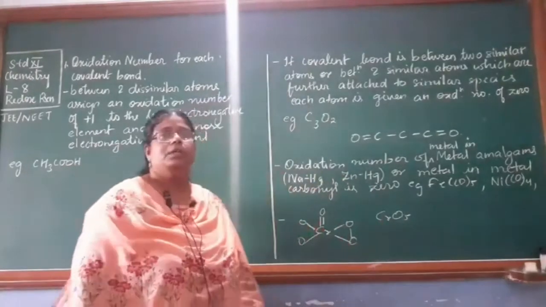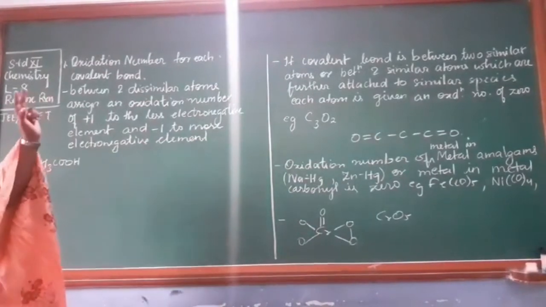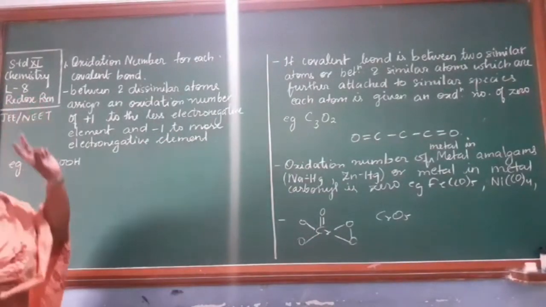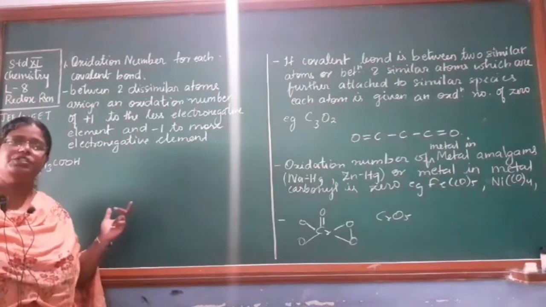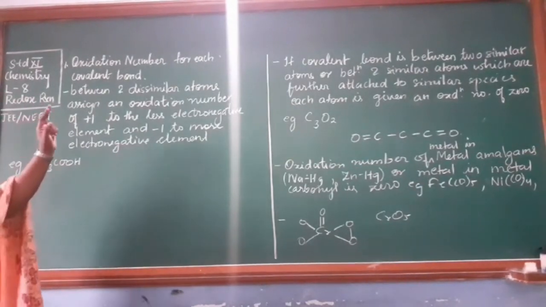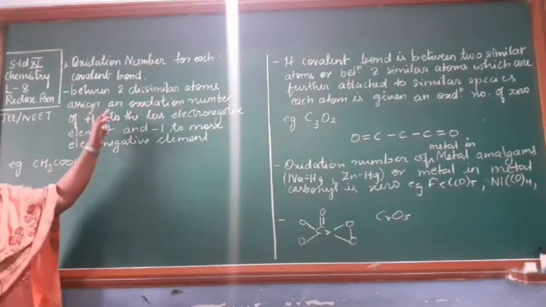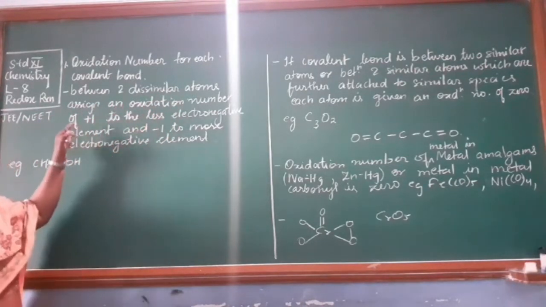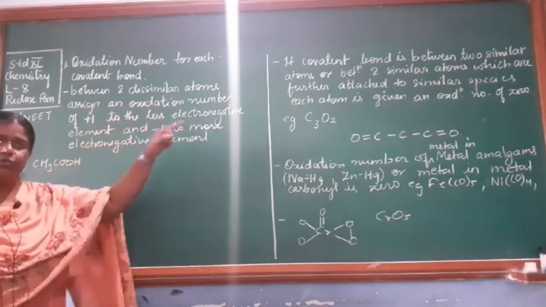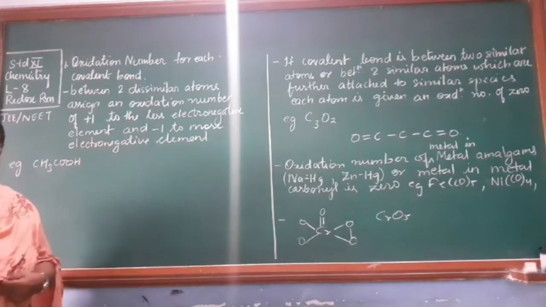Hello children, today we will discuss oxidation number for each covalent bond, that is, in compounds which have covalent bonds. Now if the covalent bond exists between two dissimilar atoms, assign the oxidation number of +1 to the less electronegative element and -1 to the more electronegative element.